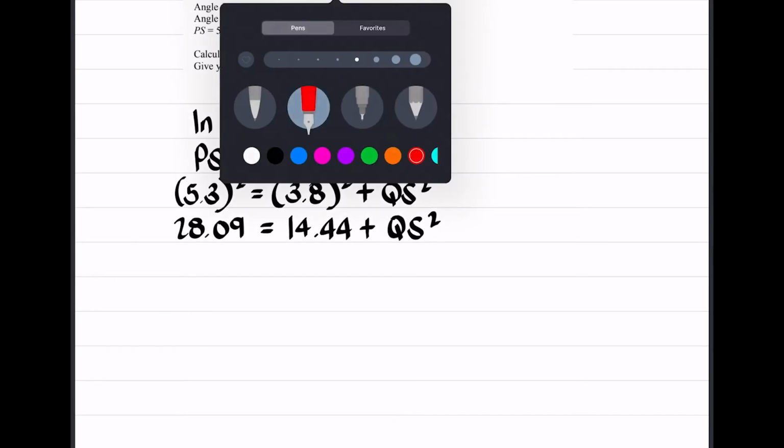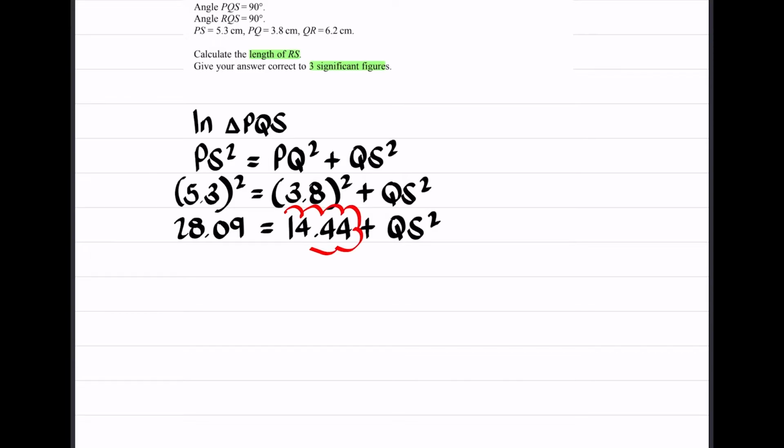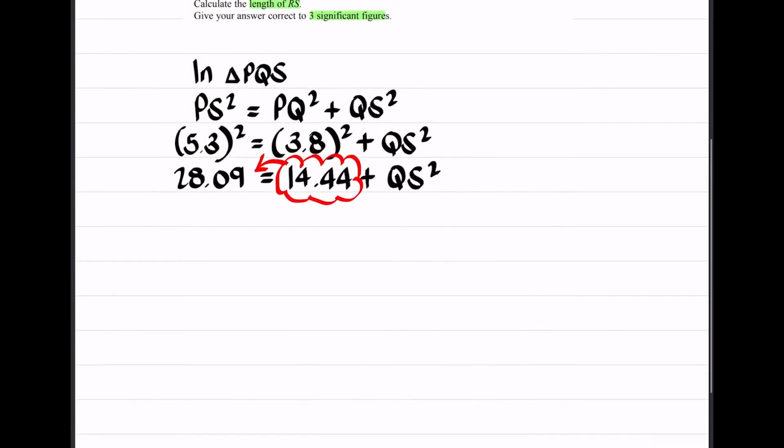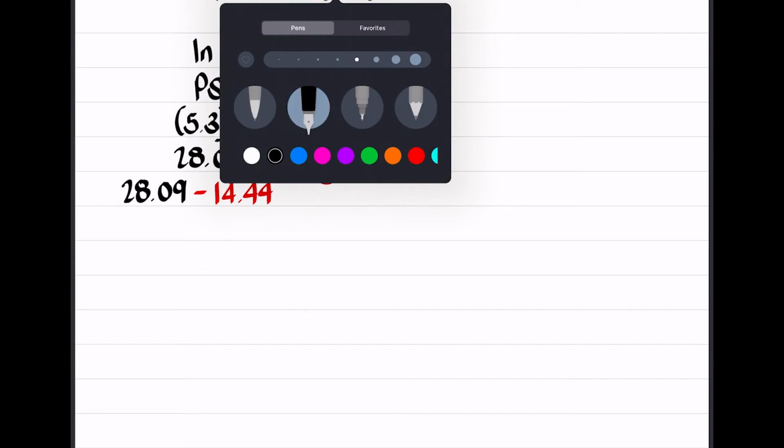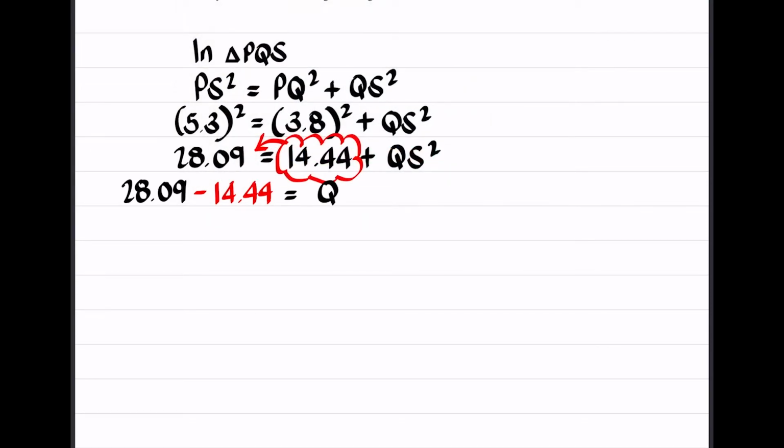Now in order to isolate this QS, I'm going to take this positive 14.44 across the equal sign. So now I'm going to have the 28.09 stay the same, stay first. The positive 14.44 when it goes across now becomes negative 14.44, and that will be equal to QS squared. So 28.09 minus 14.44 gives me an answer of 13.65. So I have 13.65 equal to QS squared.